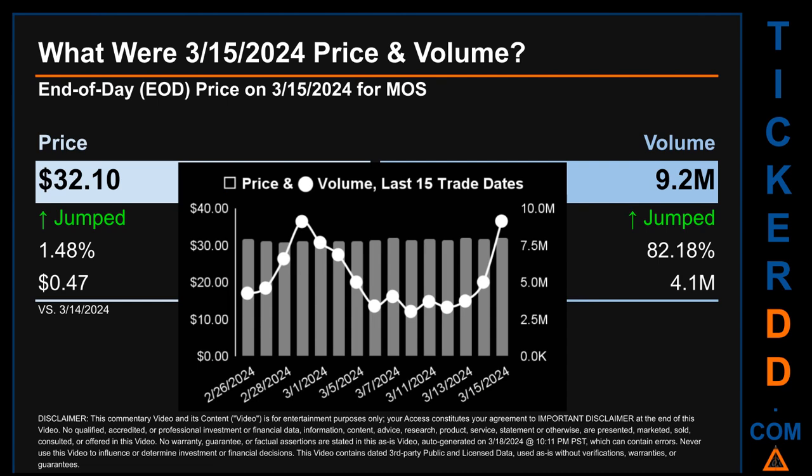Across a range of $1.21, the max and minimum end-of-day price were respectively 32.1 and 30.89. Volume saw a range of 6.1 million, from a day low of 3 million to a day high of 9.2 million.